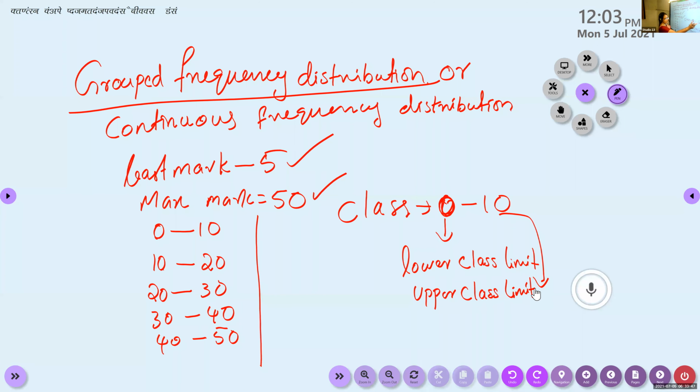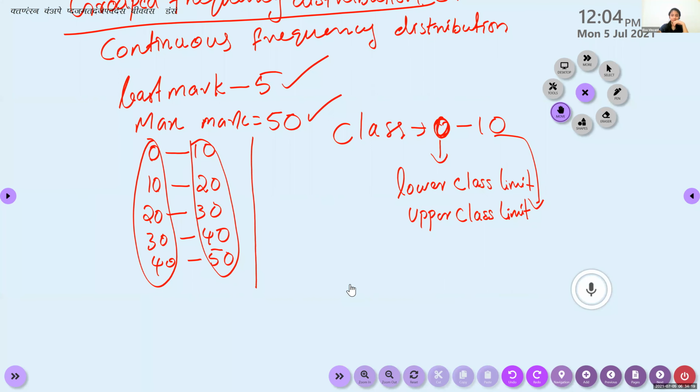And there is a difference between the upper class limit and the lower class limit. How much is it? What is the difference for each? These are upper classes and these are lower classes. Lower classes are less than the upper class. But my question is, what is the difference between them?